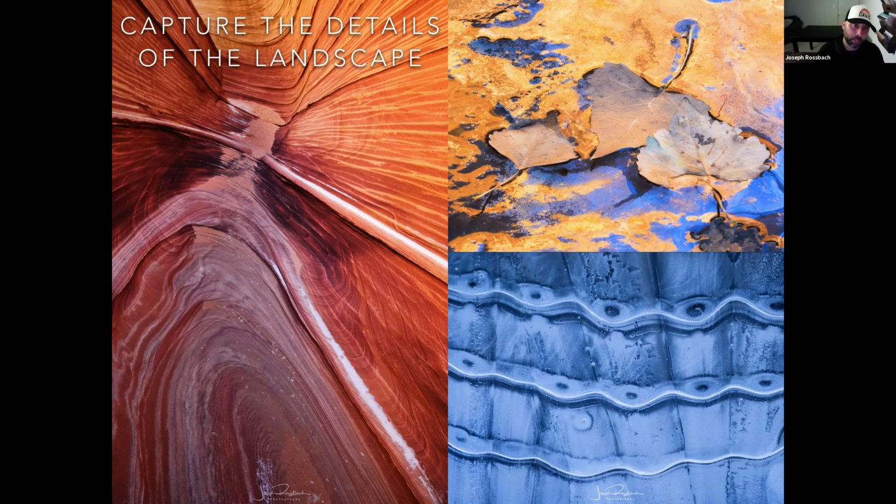On the left is just sandstone detail in Arizona with a wide angle lens. Once again, the wide angle is distorting those striations in the sandstone, and it's creating those beautiful shapes. On the top right are three fallen cottonwood leaves amongst oil and reflections. And then the bottom is ice formations photographed with a macro lens. Just once again, focusing on design and abstract qualities in the image.